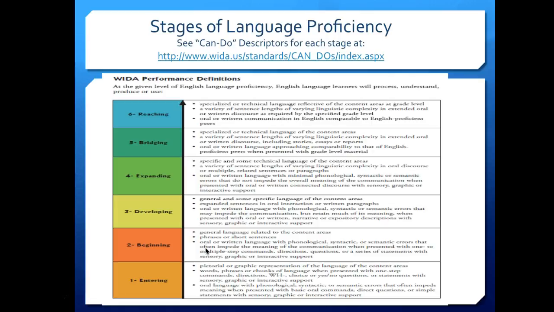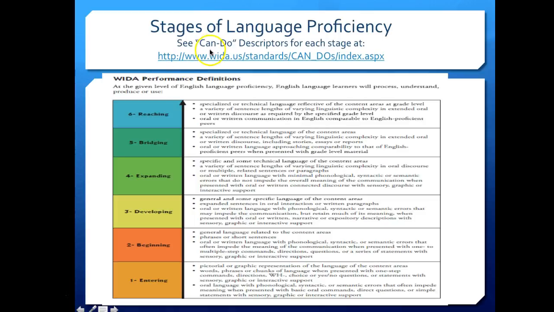The state has the WIDA performance definitions, and these are the language performance definitions they give for entering through reaching. Entering is really where a student is at BICS level. They use pictographic representations of language in content areas, words, phrases, oral language, and that's pretty much it. Then at each level, you're adding more and more language until it's reaching, where they're almost speaking like a native speaker of English. Or it would be another language in another country, but here we're talking about learning English.